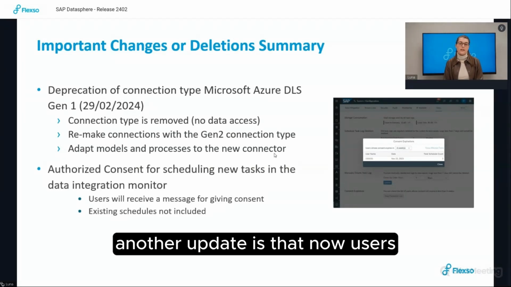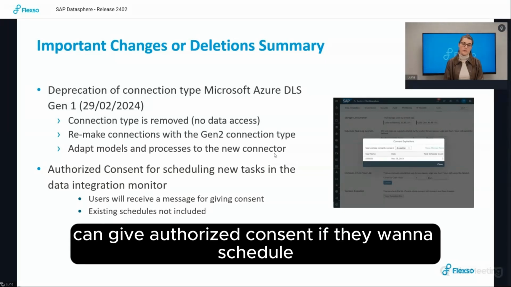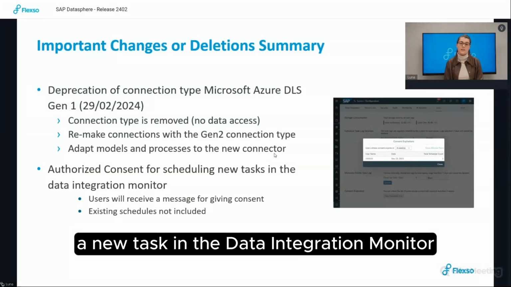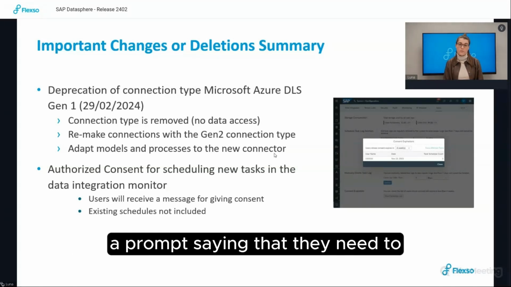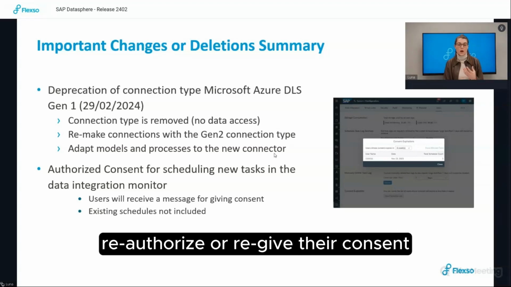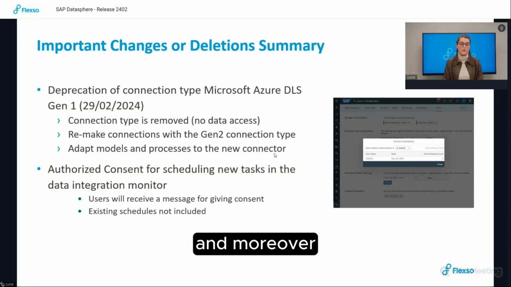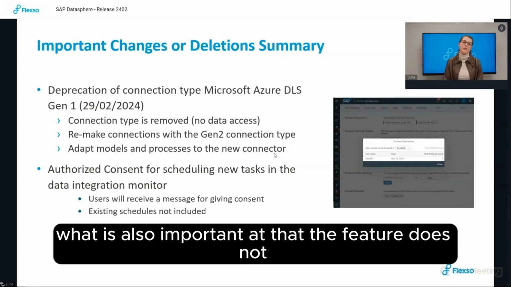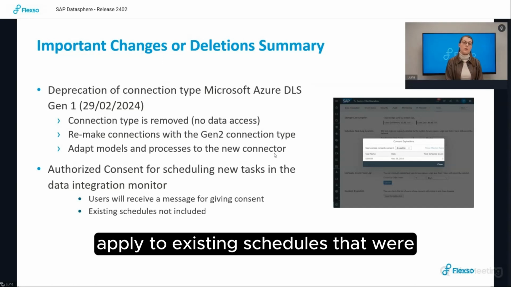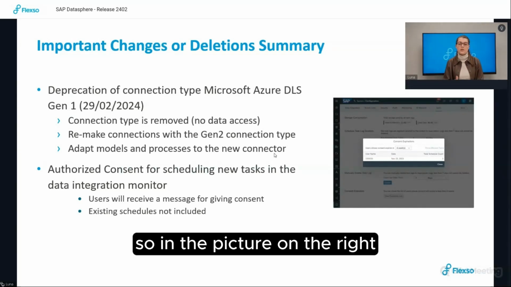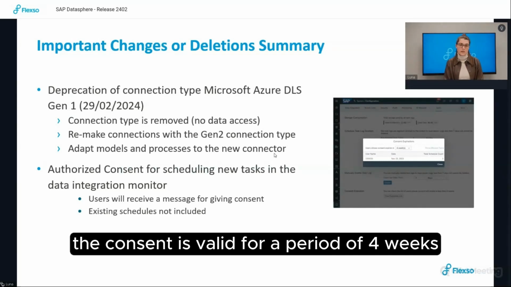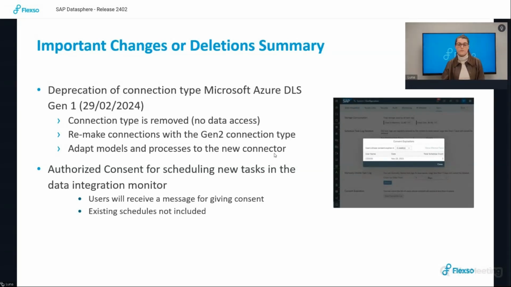Another update is that now users can give authorized consent if they want to schedule a new task in the data integration monitor. So users will receive a prompt saying that they need to reauthorize or re-give their consent. Moreover, what is also important is that the feature does not apply to existing schedules that were scheduled before the release was implemented on this system. In the picture on the right, you see that the consent is valid for a period of 4 weeks.